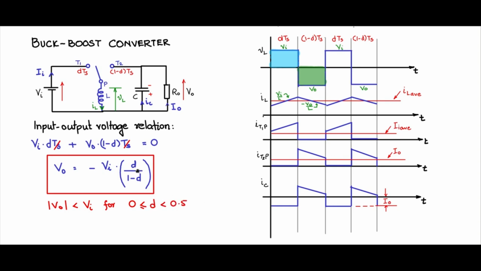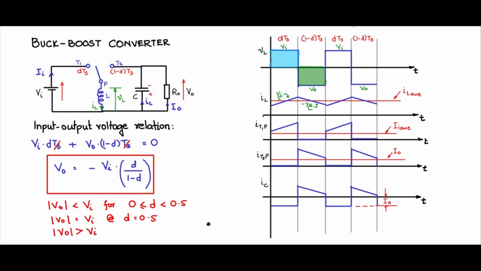So between 0 and 0.5, when the value of D is less than 0.5, you will see that this is less than 1 and therefore it is attenuation or buck operation. V0 is equal to Vi for D equal to 0.5. You will see the attenuation factor here is 1 and therefore V0 is Vi by magnitude.